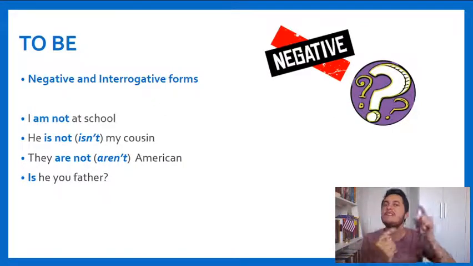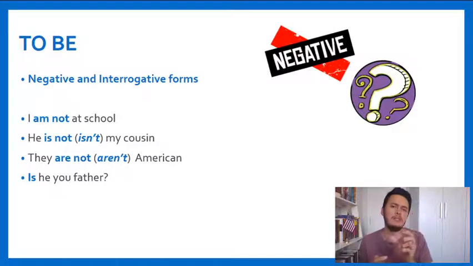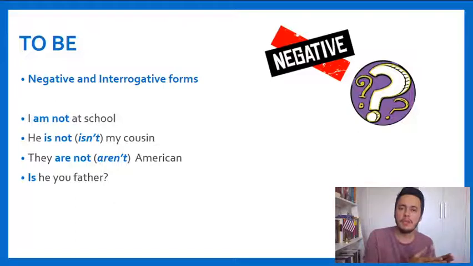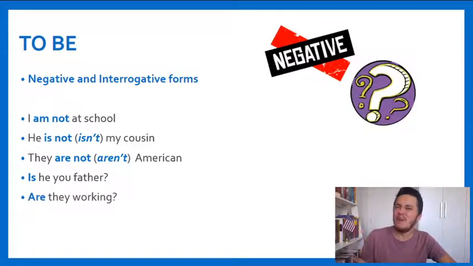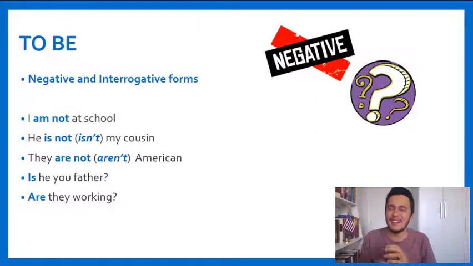Now let's go to interrogative. Interrogative, you invert the person, the subject of your sentence, and the verb to be. So, he is your father becomes, is he your father? Also here, are they working? So you just invert it. And you put the verb to be in the beginning and the person.